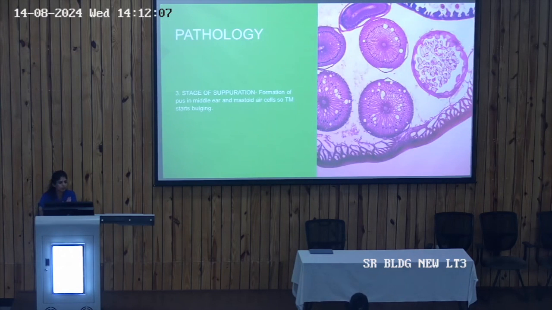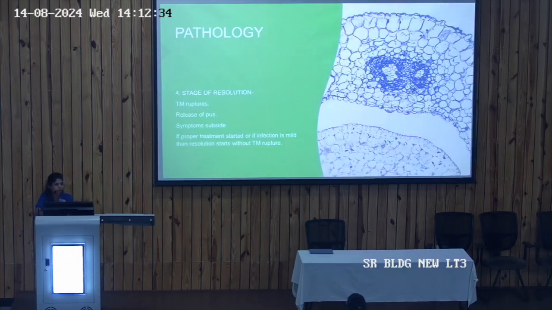In the stage of suppuration, even the clinical features vary according to the stages. In this stage, there is proper formation of pus in the middle ear, which then enters in later stages into the mastoid air cells also. Now the tympanic membrane starts bulging because the nasopharyngeal end of the eustachian tube is already blocked, so there is no way that the pus will drain from the middle ear.